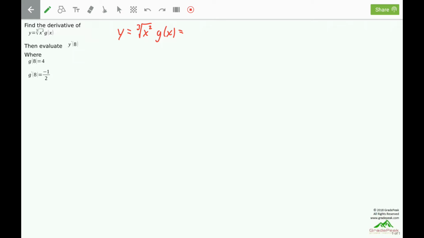Let's rewrite that first one as a fractional exponent due to the root. It is x to the second power and third root, so x to the 2/3 times g of x. Since we have a product of functions, we can make use of the product rule for the derivative.